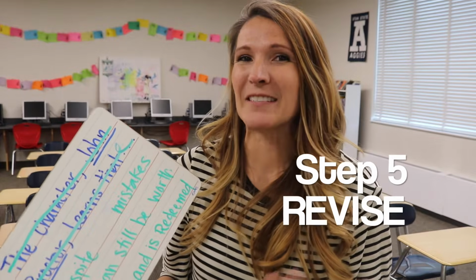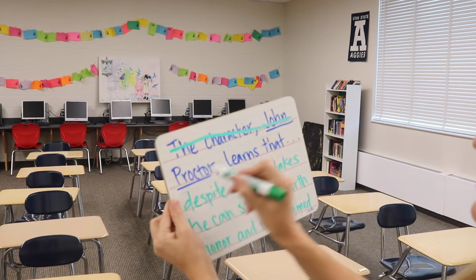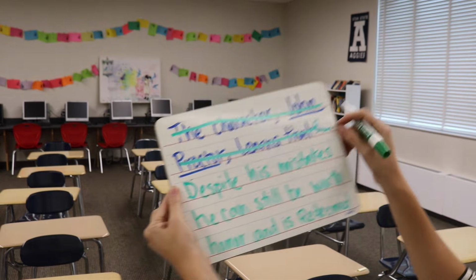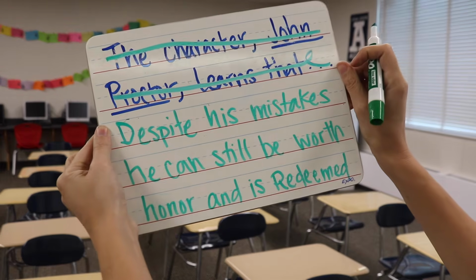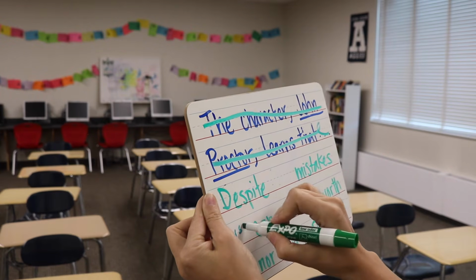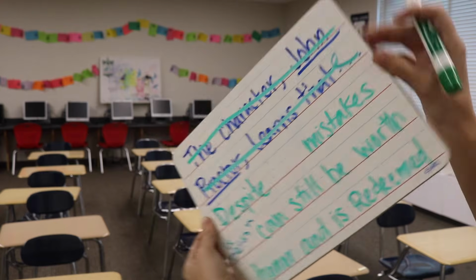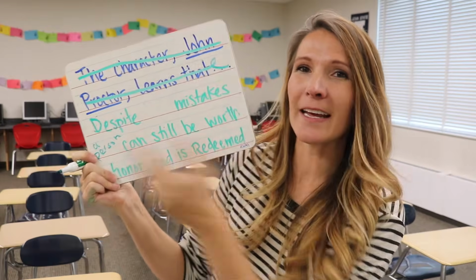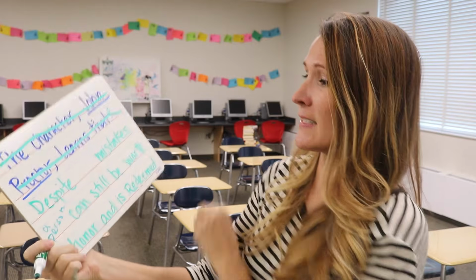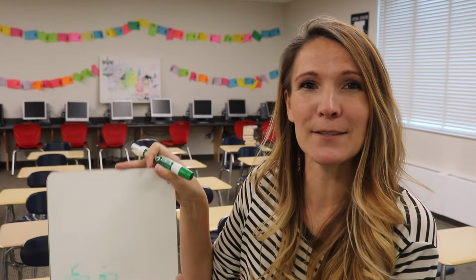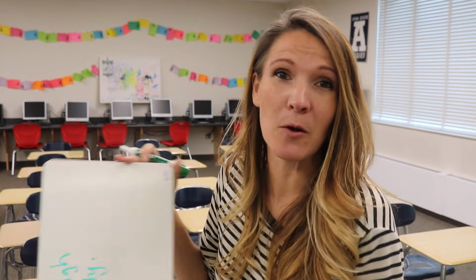Last step. So step number 5 is actually to take the sentence and revise the sentence. I'm actually going to cross out the character John Proctor learns that. Capitalize this. And then we're going to make it less vague. So instead of saying despite his mistakes, we're going to say despite mistakes, a person can still be worth honor and is redeemed through honesty, period. You take out the top and then you revise it so that it makes sense. To say despite mistakes, a person can still be worth honor and is redeemed through honesty. Boom. The author's trying to teach us that. It's something John Proctor learns, and maybe it's something that we as an audience learn.